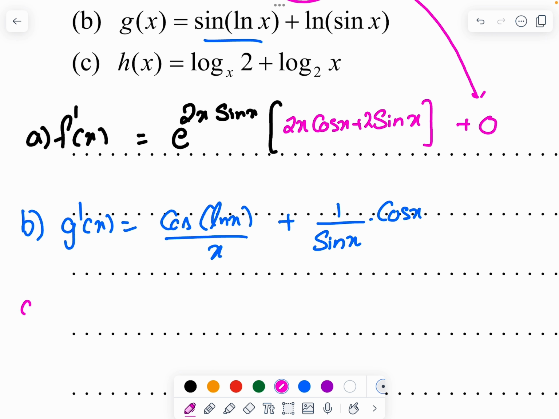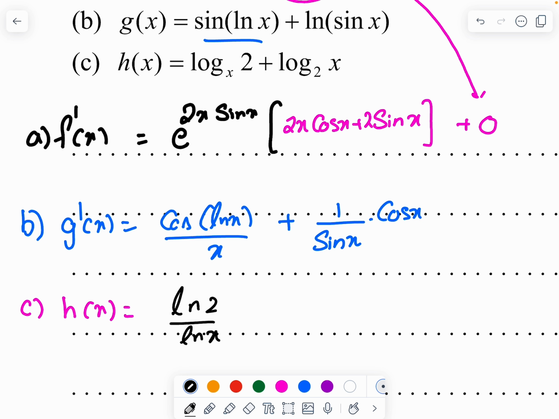Next, part C, h prime x. Log 2 to the base x. First of all, I will be simplifying before finding the derivative. So how do I write that? Log 2 to the base x is ln 2 divided by ln x.